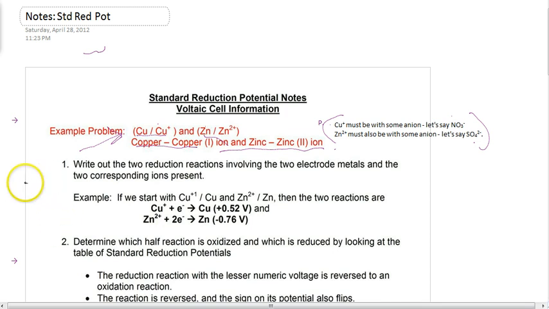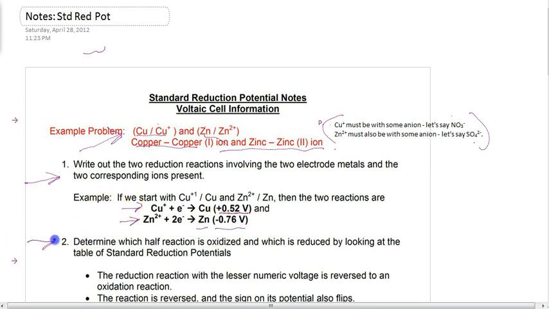Okay, so the first thing you want to do is write out the reduction reactions based on the standard reduction potential table that you have and find their corresponding voltage. So copper plus and 1 electron makes copper, and you can find on your table that it has a 0.52 voltage. Please try that. Make sure you understand where that came from. The zinc 2 plus would be reduced into zinc and would have a negative 0.76 voltage.